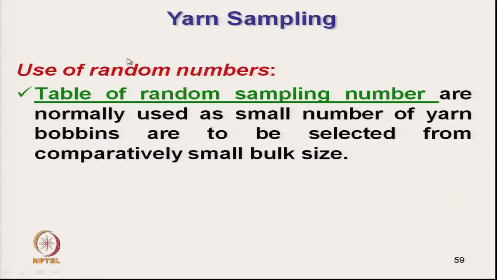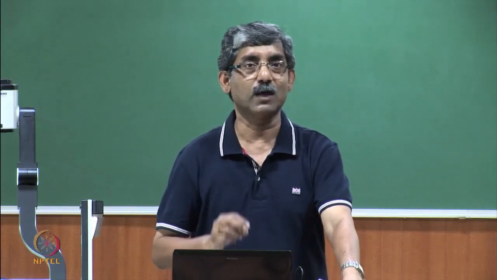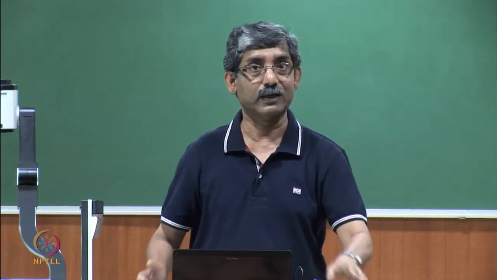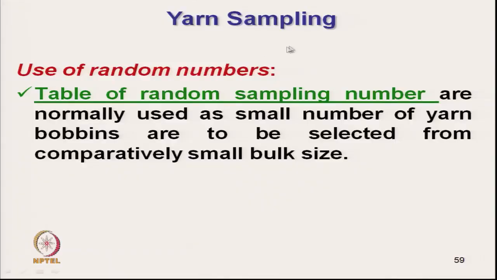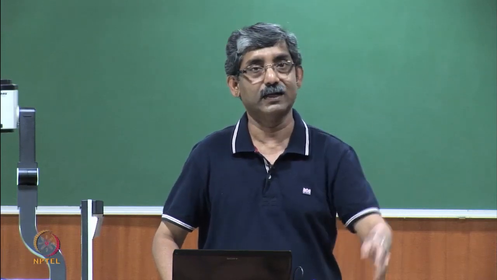Now, till now what we have seen is the sampling of loose fiber from bale, sampling of loose fiber from sliver, and sampling of loose fiber from yarn or roving. And next is the yarn sampling. In yarn sampling, we use random numbering, the table of random number sampling, as a small number of yarn bobbins are to be selected from a comparatively large bulk of sample. So, random sampling is used here, which we have discussed earlier.